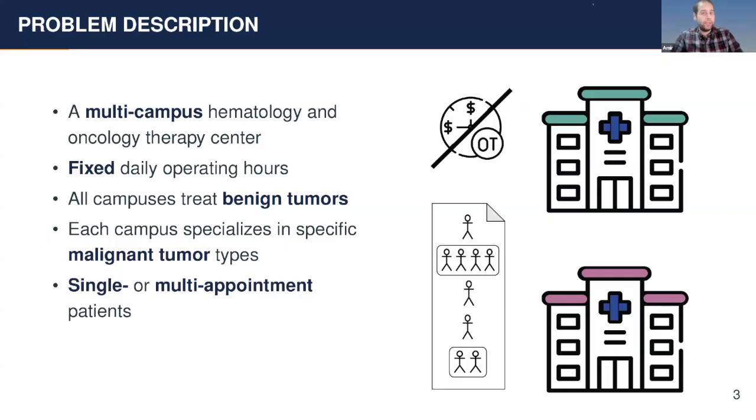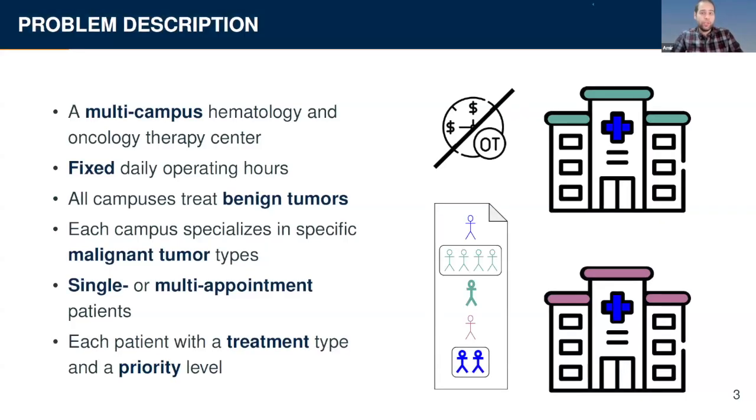For this problem, we're assuming that the referrals of patients may either require one appointment or multiple appointments. When they require multiple appointments, once we schedule their first appointment, we have to schedule all of their follow-up or subsequent appointments as well. Each patient is associated with a treatment type and a priority level. Treatment type defines what type of treatment they require, and priority level defines the urgency of their treatment, like how fast we have to treat that patient.